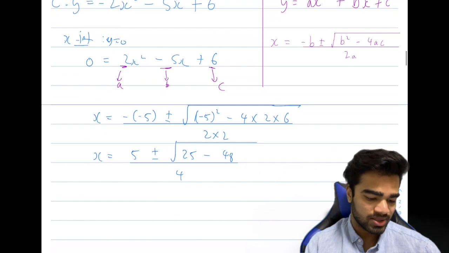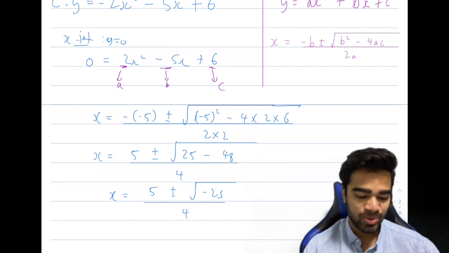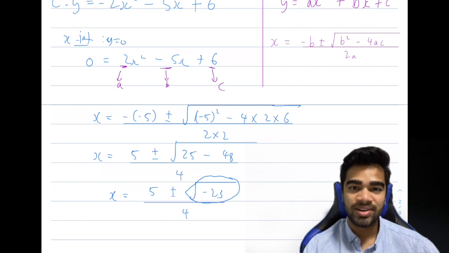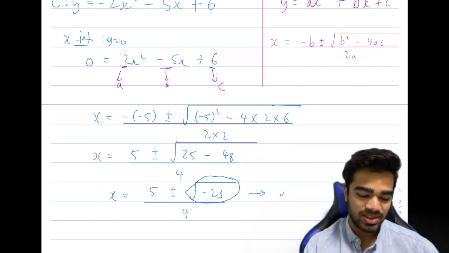Okay, let's keep going. X equals 5 plus or minus square root of... You'll notice something weird has happened here. So it's going to be negative 23. Now this should be setting off an alarm in your head, right? Because what we have here is a negative number inside of a square root. Now what does that mean? We can't have a negative number inside a square root. So this means that this is undefined.